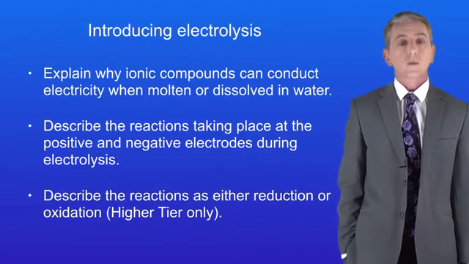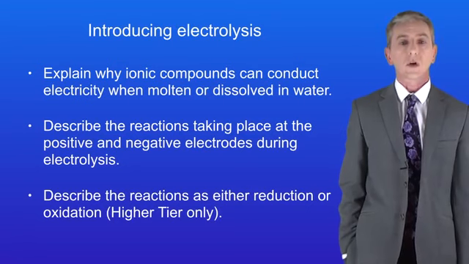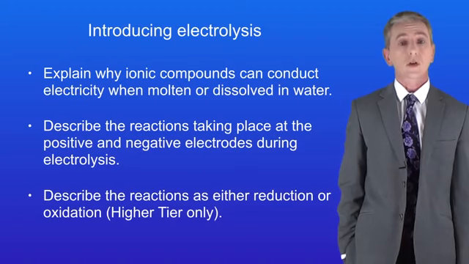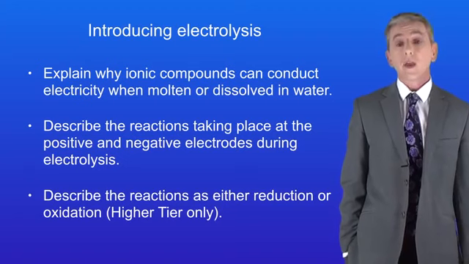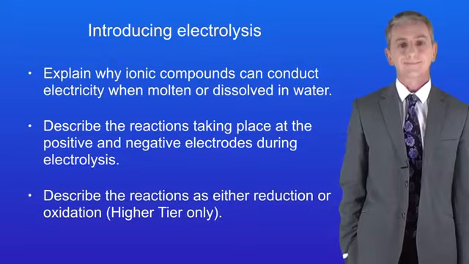Okay, so hopefully now you should be able to explain why ionic compounds can conduct electricity when molten or dissolved in water. You should then be able to describe the reactions taking place at the positive and negative electrodes during electrolysis. And finally, you should be able to describe the reactions as either reduction or oxidation. And that's for higher tier students only.